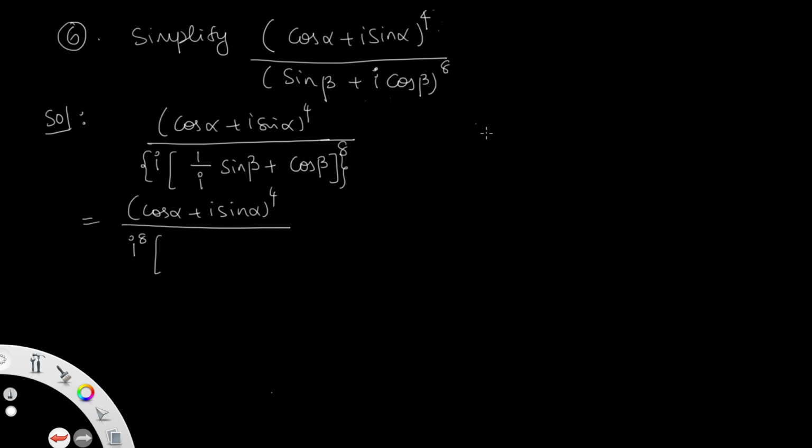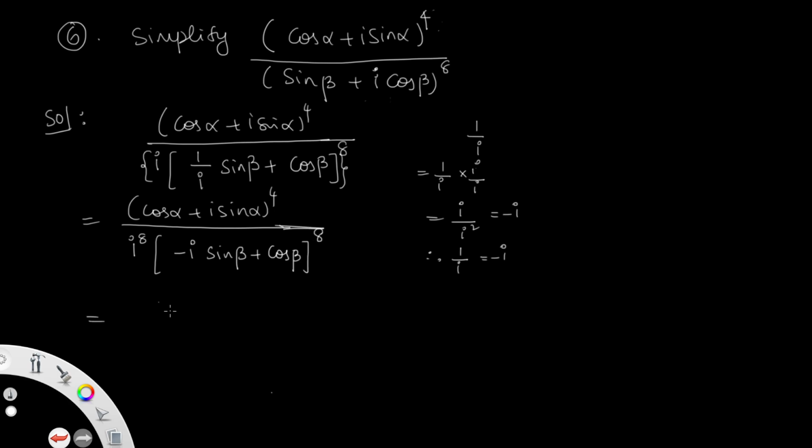What is the value of 1 by i? 1 by i is nothing but 1 by i into rationalize, that is i by i, that is nothing but i by i square, that is nothing but minus i. Therefore 1 by i can be written as minus i. Just now I am writing here minus i into sin beta plus cos beta whole to the power of 8.